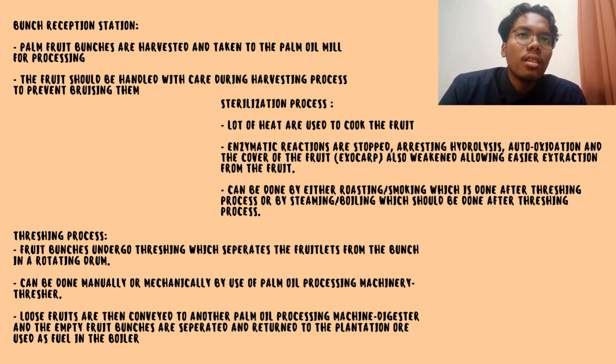Threshing process. Fruit bunches undergo threshing, which separates the fruitlets from the bunch in a rotating drum. It can be done manually or mechanically by use of palm oil processing machinery, which is the thresher. Loose fruits are then conveyed to another palm oil processing machine, which is the digester, and the empty fruit bunches are separated and returned to the plantation or used as fuel in the boiler.